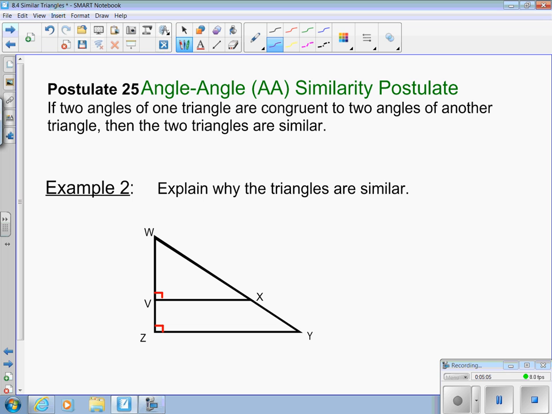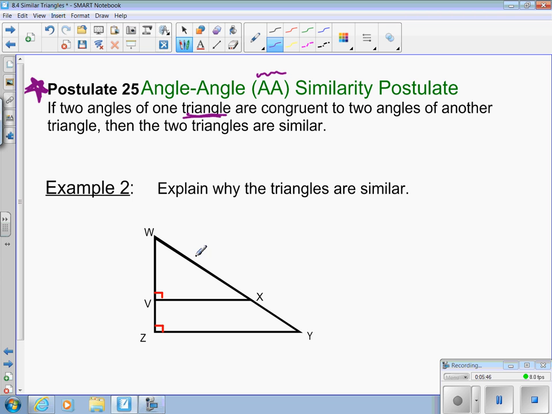Now, one of the fast ways, a time saver, instead of showing that triangles are similar by showing all the corresponding angles are congruent and all the sides are proportional, is this: if two angles of one triangle are congruent to two angles of another, then the two triangles are similar. We call this the angle-angle similarity postulate. Similar to the congruence postulates we learned back in chapter 4, the angle-side-angle and side-side-side congruence postulates or theorems, this is the angle-angle similarity postulate.